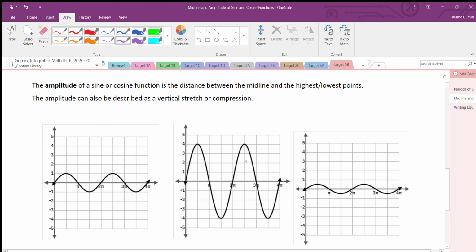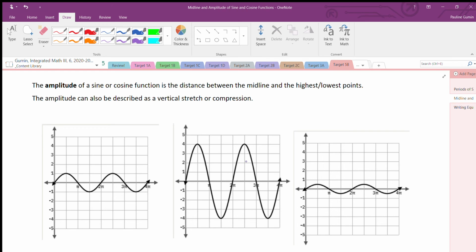Okay. Amplitude. The amplitude of a sine or cosine function is the distance between the midline and the highest and lowest points. It can be described as a vertical stretch or compression.